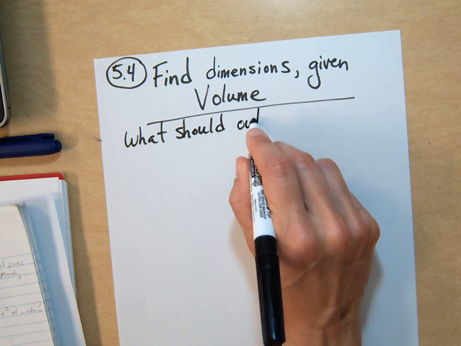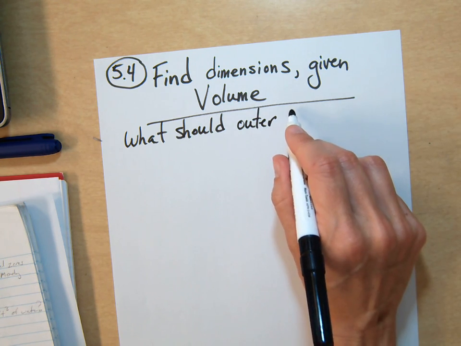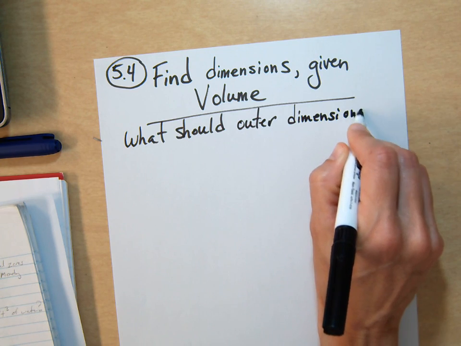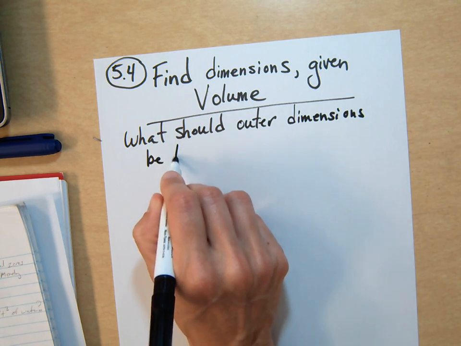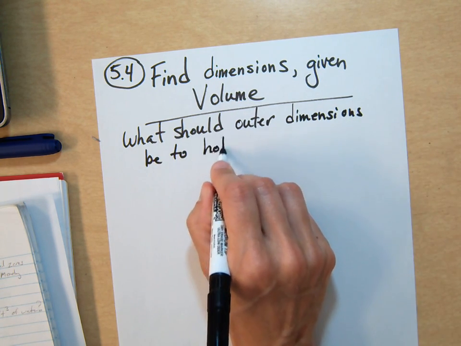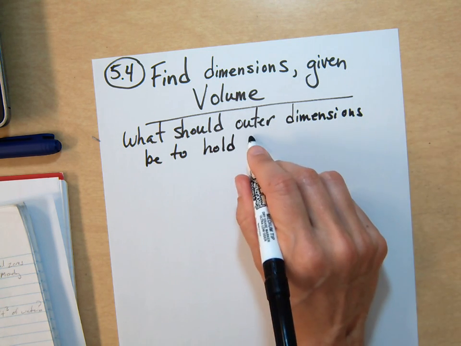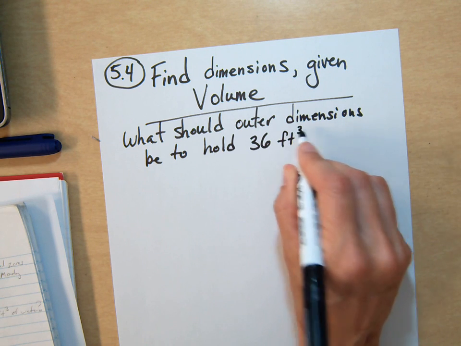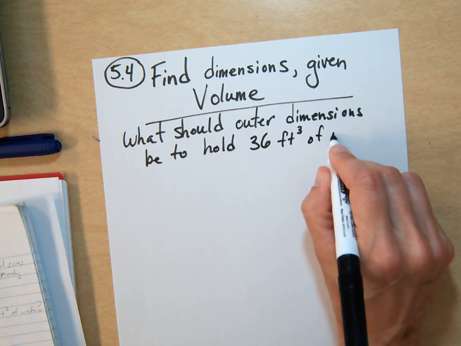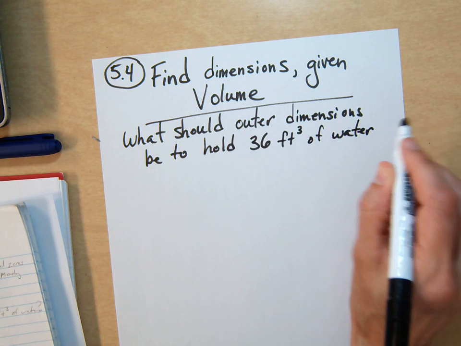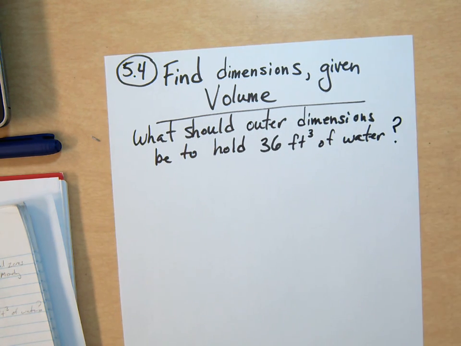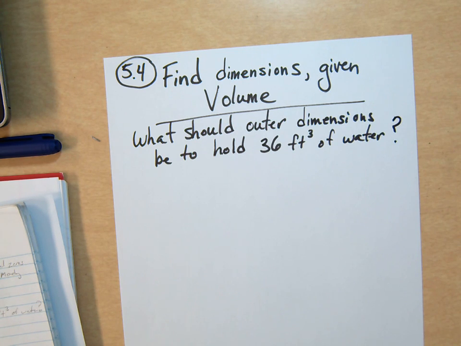outer dimensions of the picture I'm going to attempt to draw in a second. What should outer dimensions be to hold 36 cubic feet? So you write that as feet cubed of water. I'm sure you'll do something similar in science class, or you'll find the volume of an irregular shape by displacing it with putting it in water and displacing it.